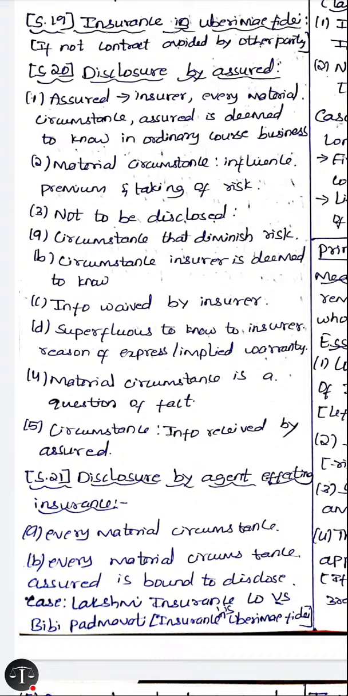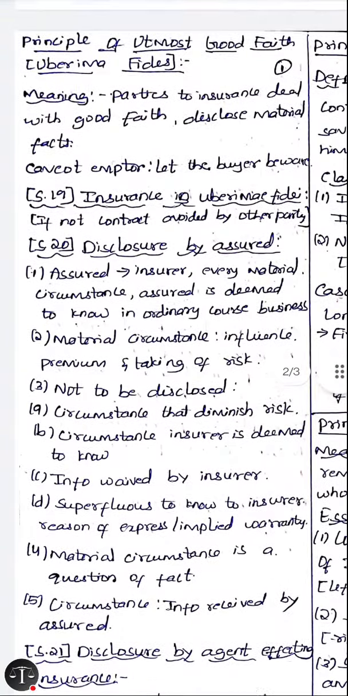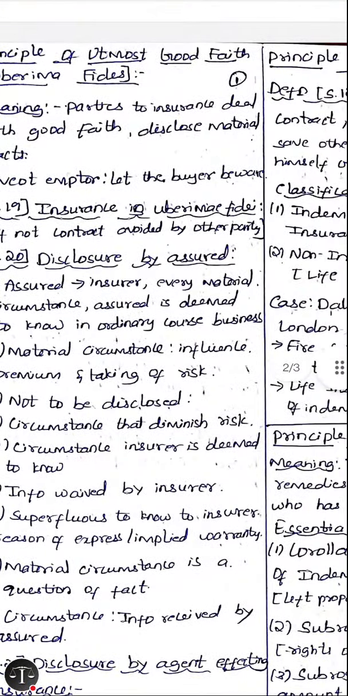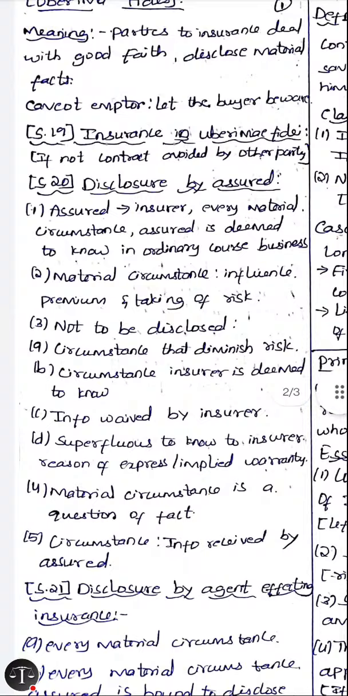There is a case law, Lakshmi Insurance Co. versus BB Padmavati. In this case, it was held that insurance is uberrima fides, that is, both the parties should disclose material circumstances to each other. So this was the first principle, uberrima fides. It is sometimes asked as a 10-mark question.